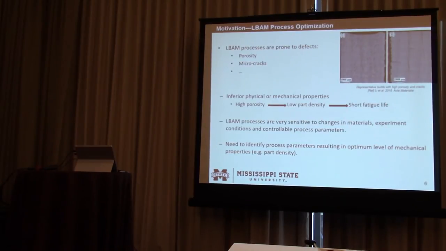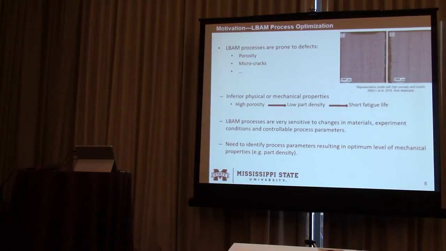Despite all the mentioned advantages of laser-based additive manufacturing, like selective laser melting, this technology is extremely prone to defects, like porosity and micro cracks, as you can see over here in this part. In this research, we focus on porosity. Definitely, such defects are very important and could result in inferior physical or mechanical properties of the part. For instance, high porosity means low part density, which eventually results in short fatigue life of the part.